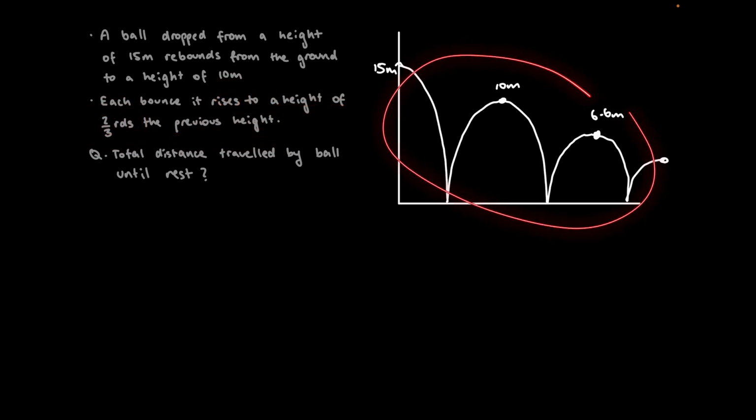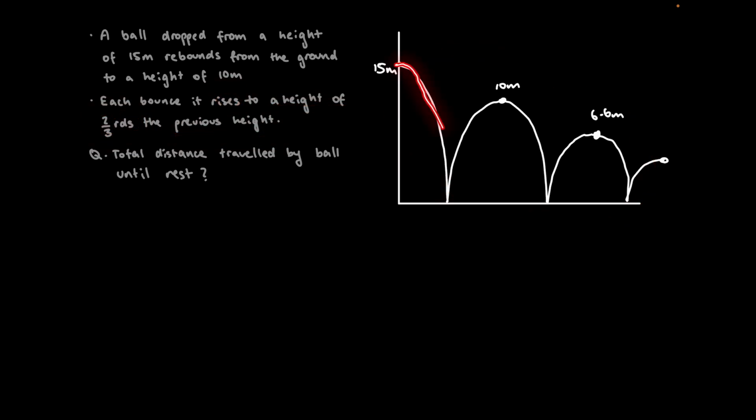So as illustrated in my diagram, if you start at 15 meters, the height it will reach after the first bounce will be 2/3 that of the original height. And then this pattern will continue. So 2/3 of 10 meters is 6.6 meters. And then 2/3 of this distance is going to continue. The pattern will continue forever.